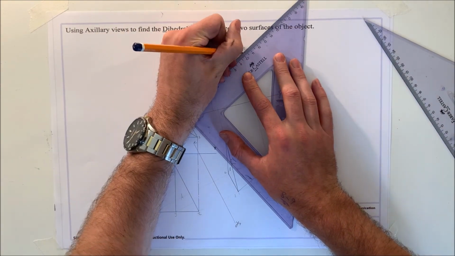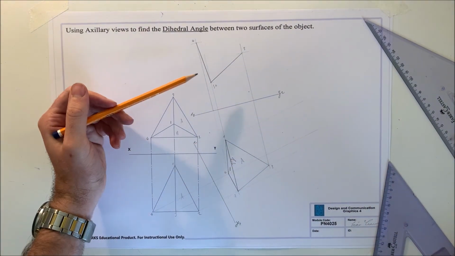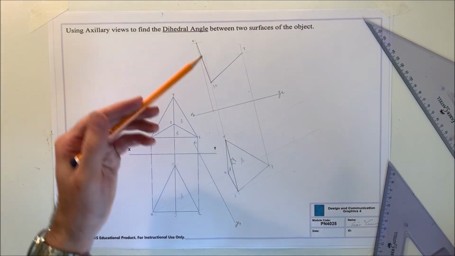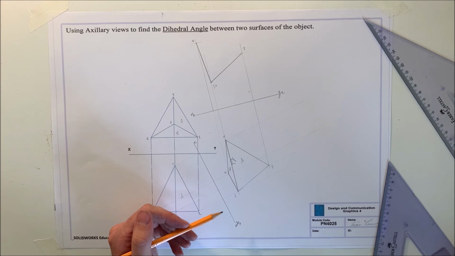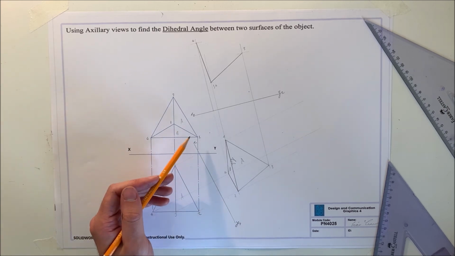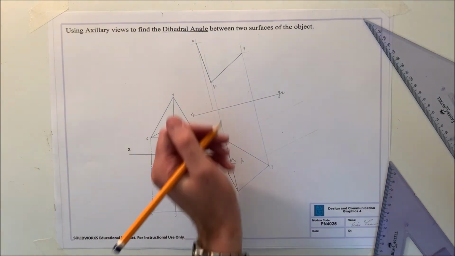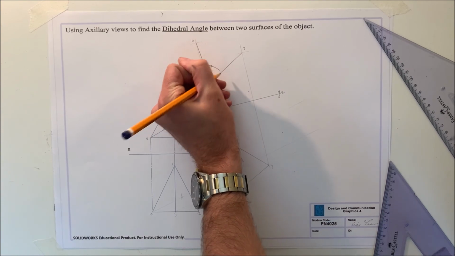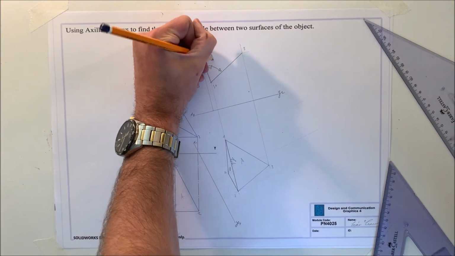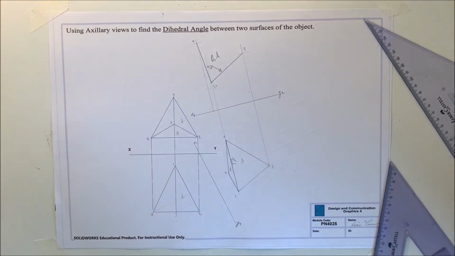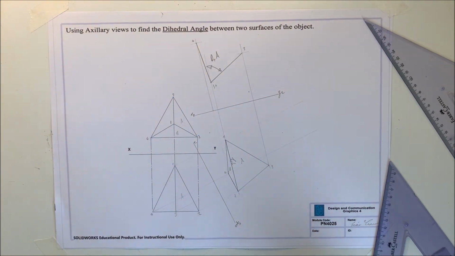Now basically you have an edge view of both planes, and you're viewing the line that is shared between the two planes as a point. So now we can say that this angle here is our dihedral angle. Okay, now it's as easy as that.